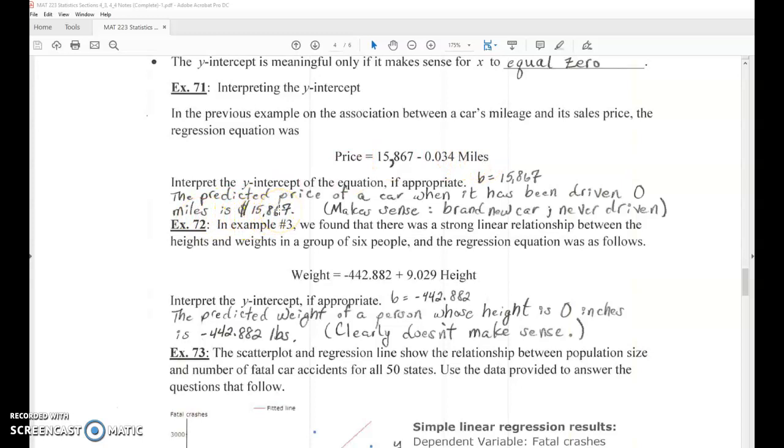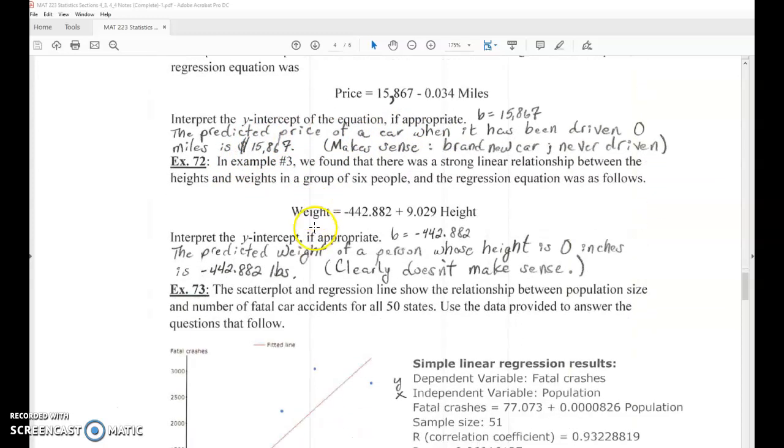So you ask yourself, does it make sense that a car has never been driven? It's been driven 0 miles. And I would say, yeah, sure, it makes sense. That's when you have a brand new car. It's never been driven. Okay, so that makes sense to interpret the y-intercept in that case.